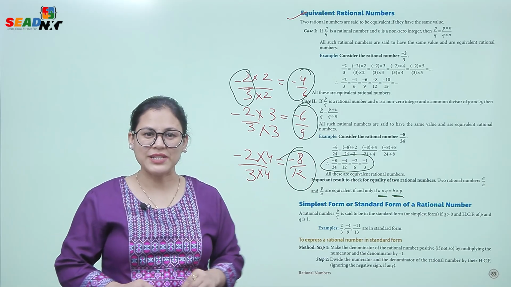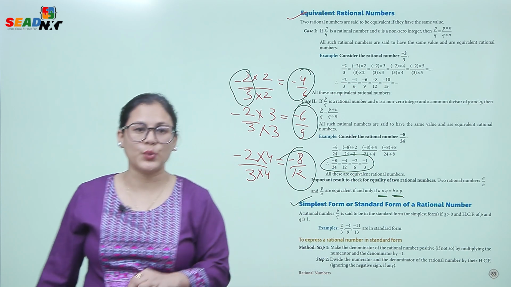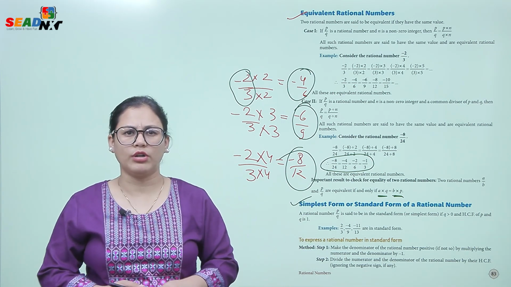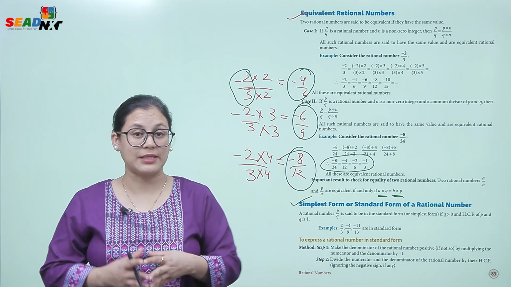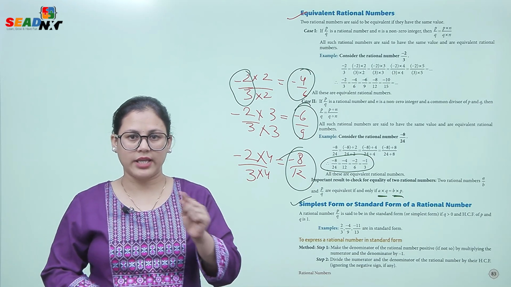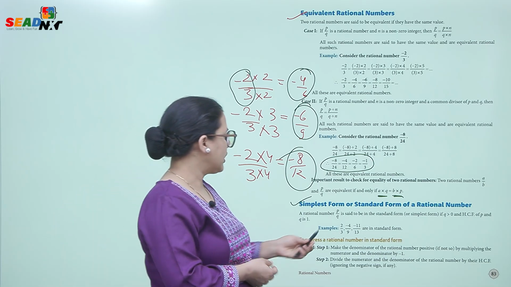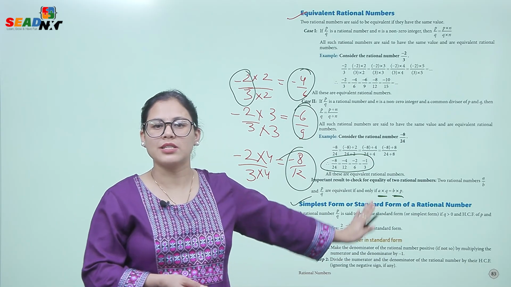Okay. Now simplest form or standard form of a rational number. A rational number p by q is said to be in the standard form, or standard form is also known as simplest form, if q is greater than 0 and HCF of p and q is 1. Okay. For example, all these are in standard form, that is all these are in simplest form.